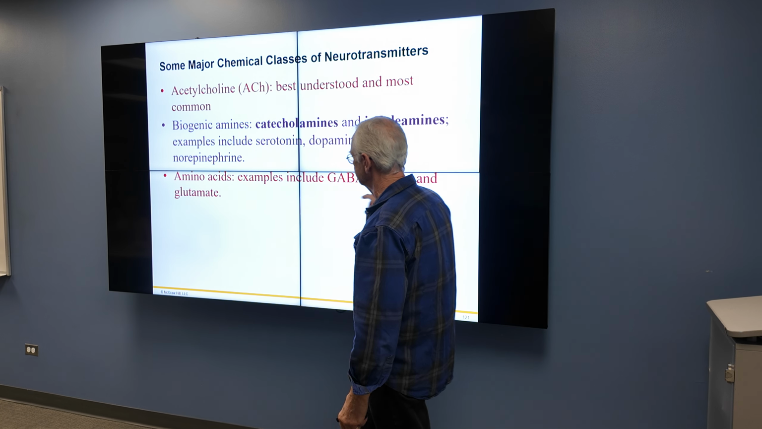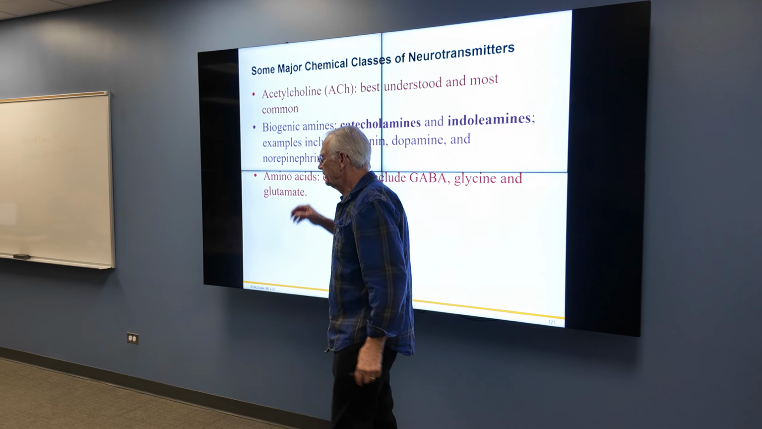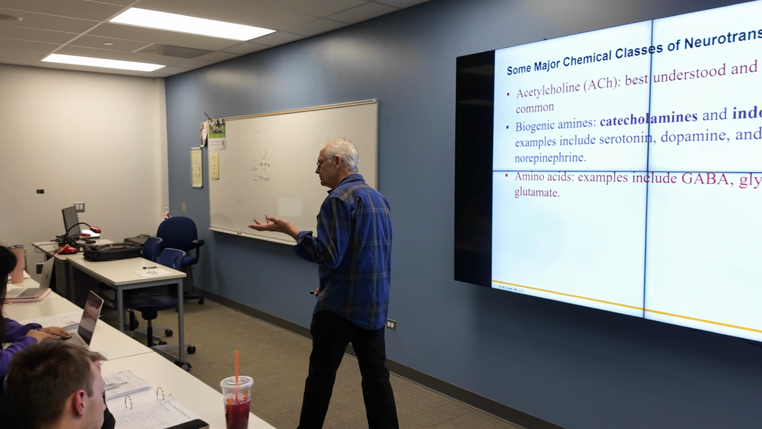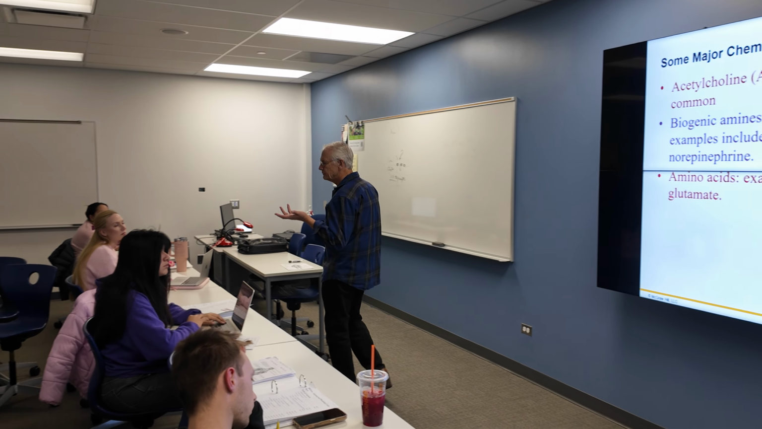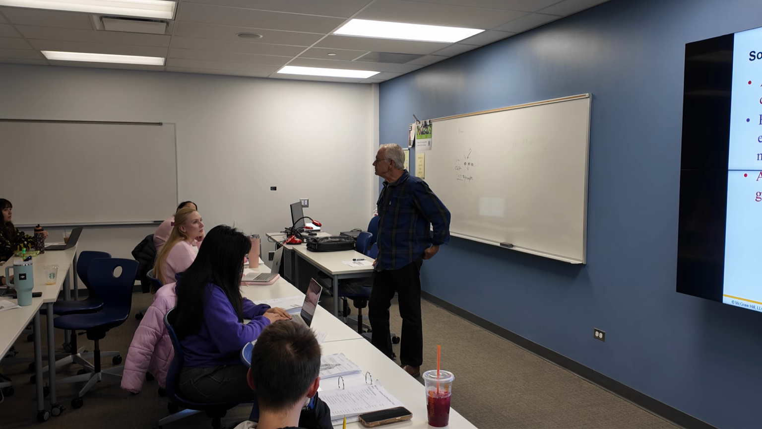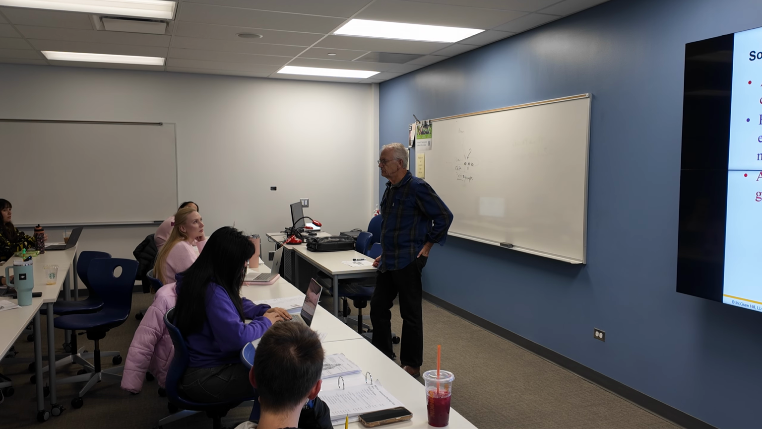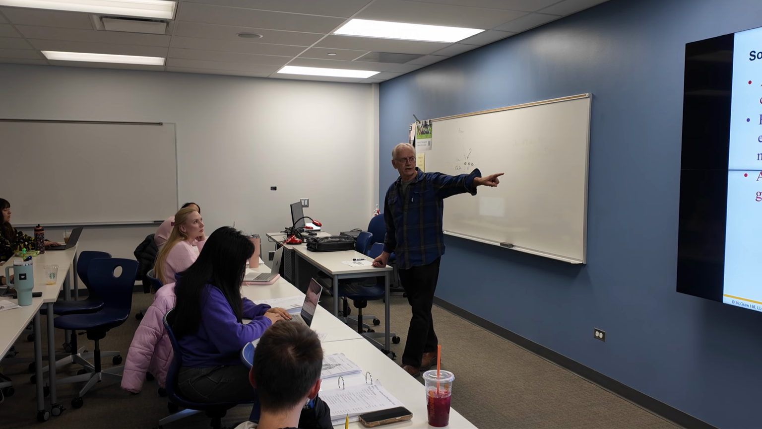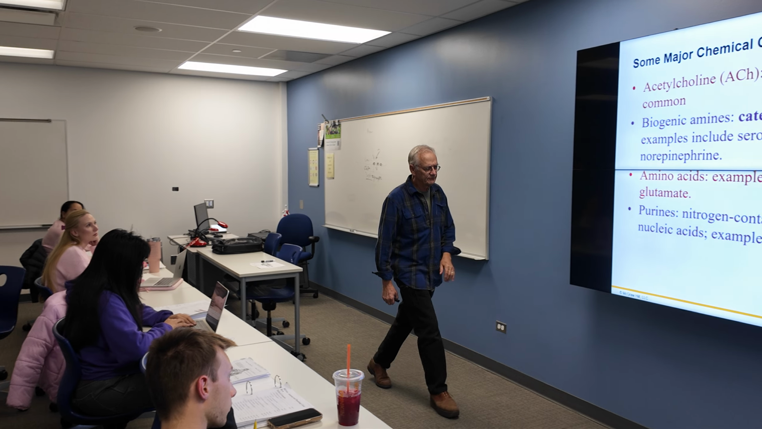Gamma-aminobutyric acid, glycine, and glutamate. The glutamate, you may understand, have you ever heard of monosodium glutamate? Ever heard about Asian food? Oftentimes they say we use a tenderizing agent there, monosodium glutamate. Okay, well there's glutamate as one of the amino acids associated with this.